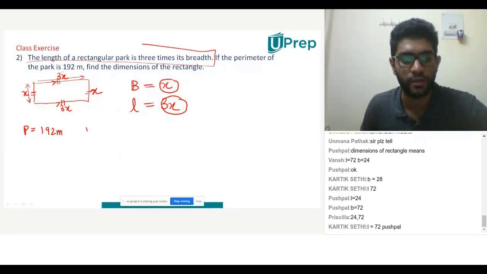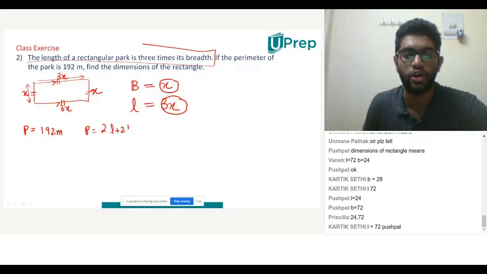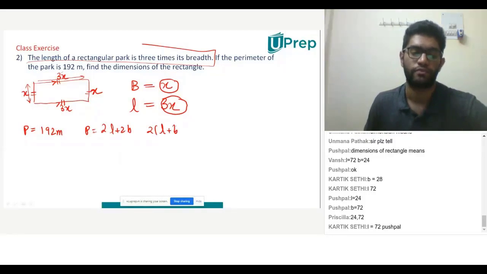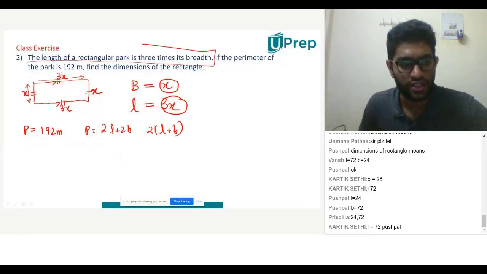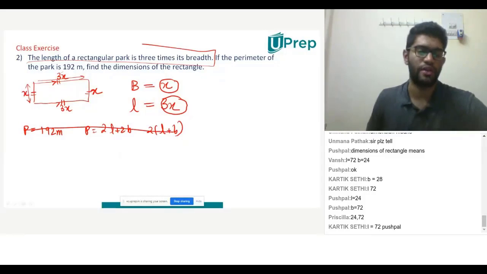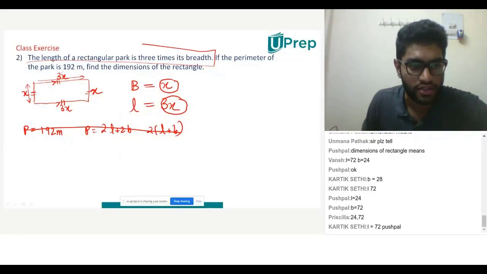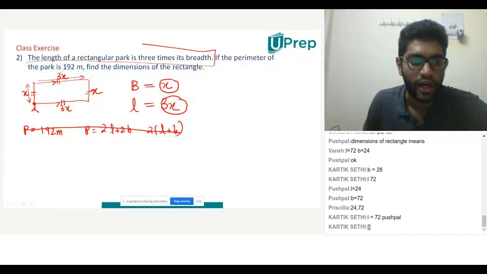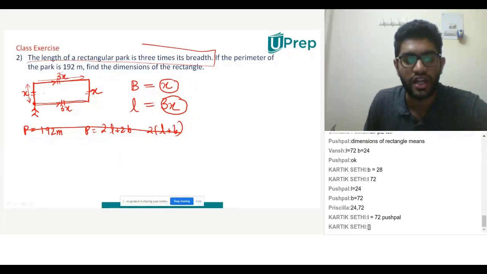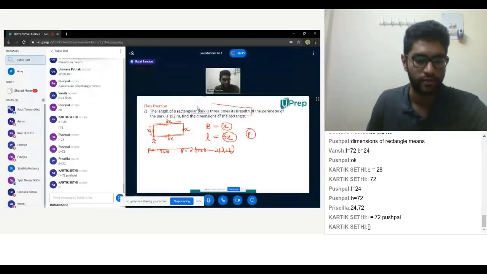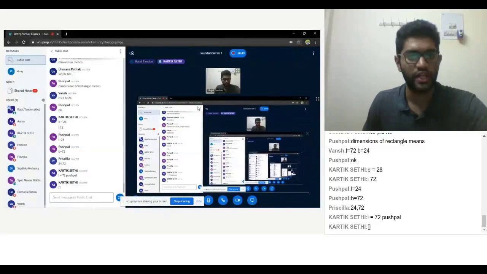Now you might have learned that perimeter is 2l plus 2b, or 2 into (l plus b). Right? Now let's try not using this formula. Let's see how we can understand it with the help of a diagram. What does perimeter mean? Say I start moving from here to here, here to here, here to here, and come back. The distance that I have traveled, where I have covered all the boundaries, is called the perimeter. That is what perimeter means, guys. Is it clear? Let's do it without the formula.